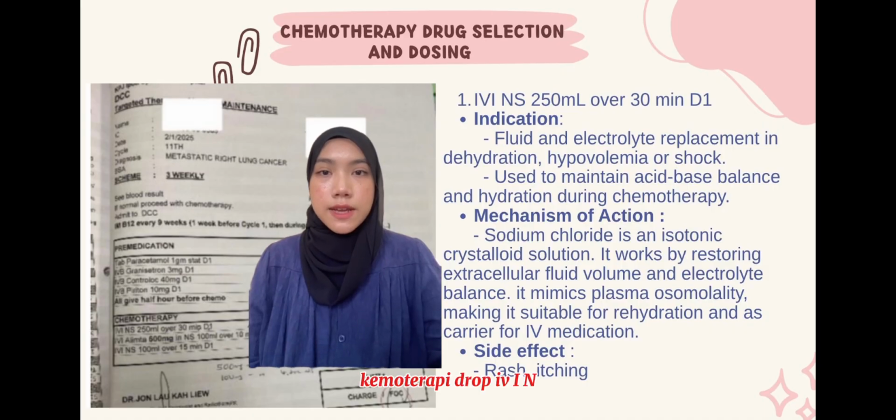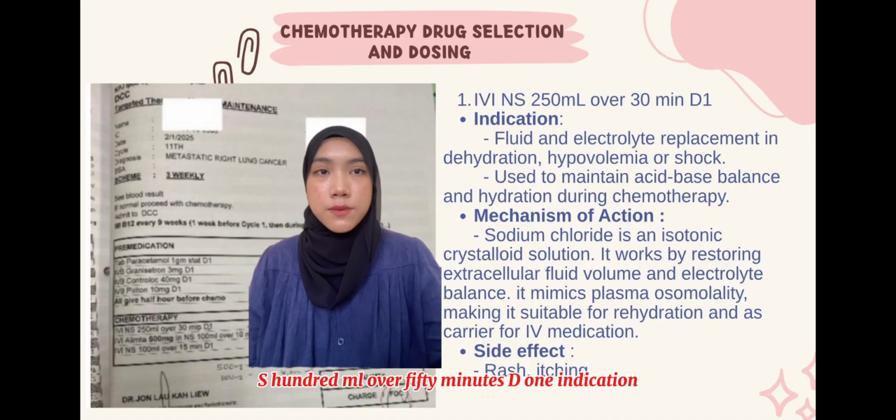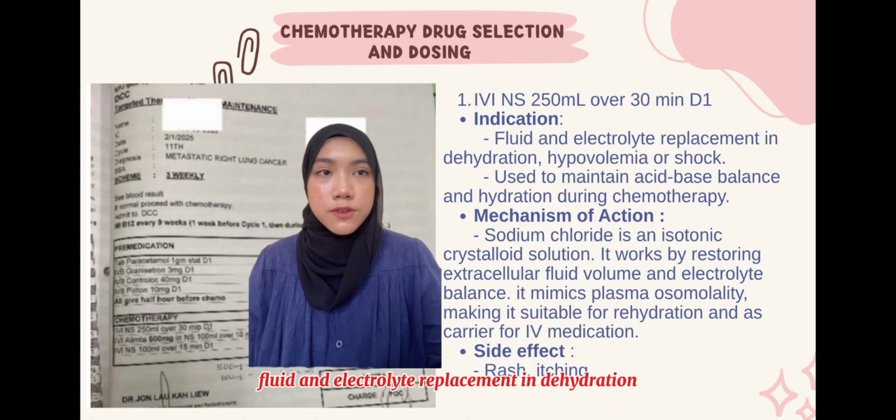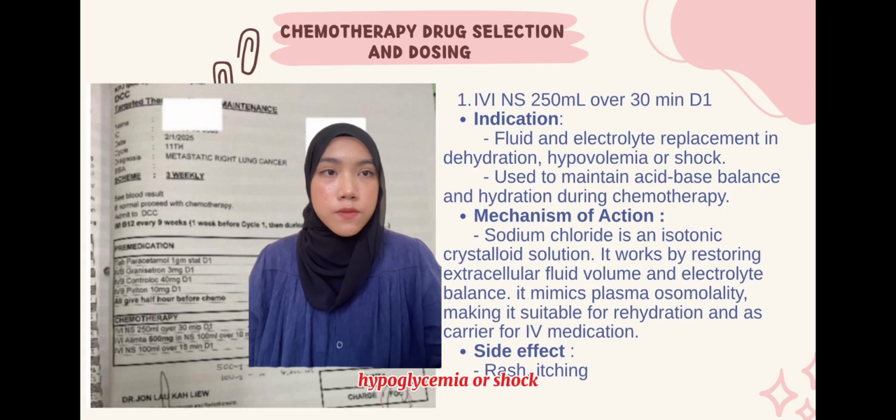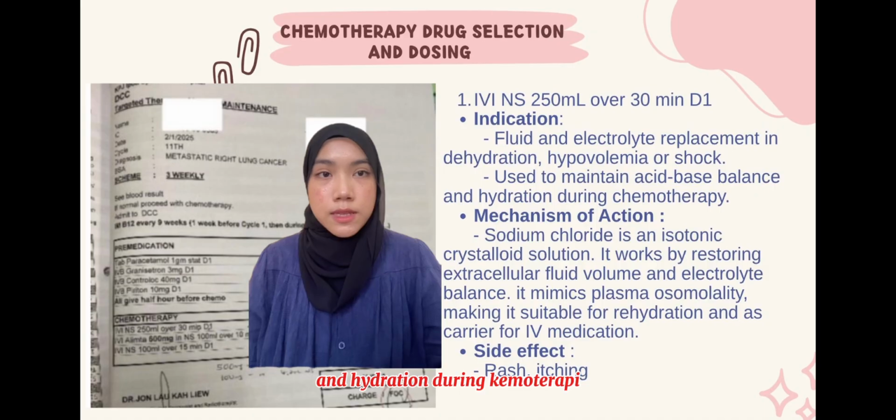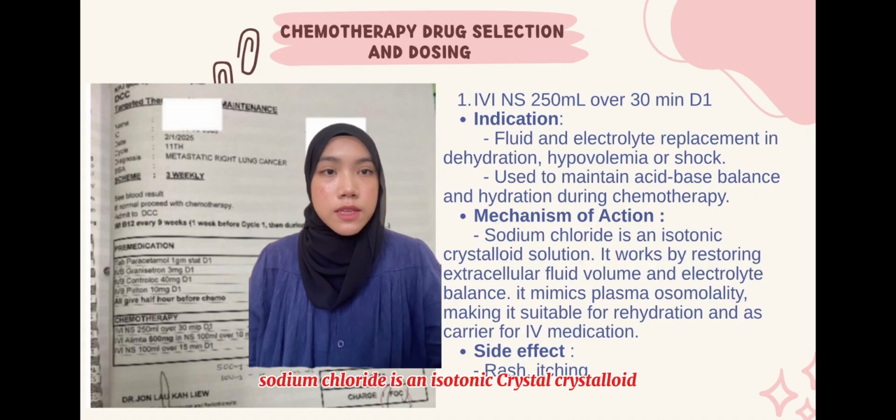Chemotherapy drug, IVI normal saline 100 ml over 50 minutes D1. Indication: fluid and electrolyte replacement in dehydration, hypovolemia or shock. Used to maintain acid-base balance and hydration during chemotherapy. Mechanism of action: sodium chloride is an isotonic crystalloid solution. It works by restoring extracellular fluid volume and electrolyte balance.